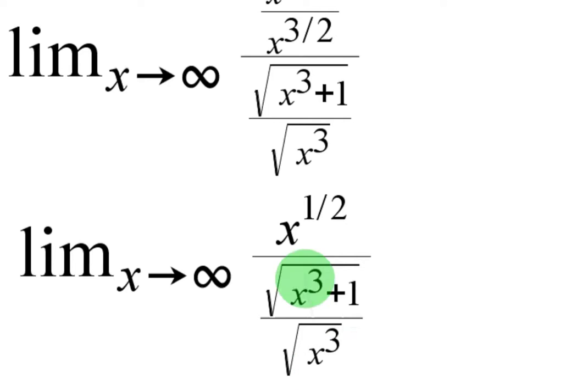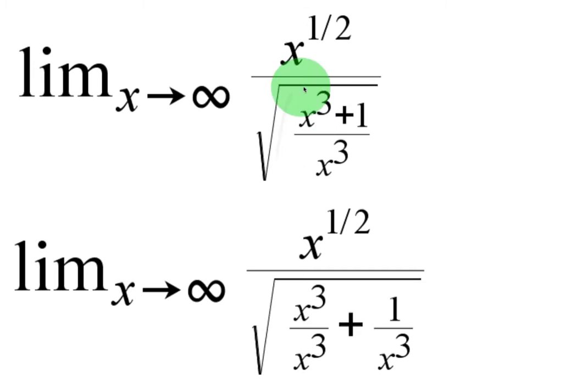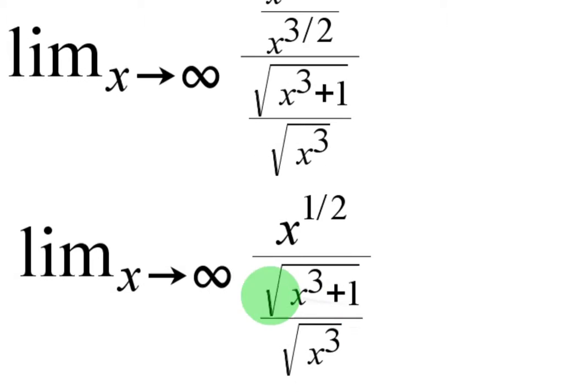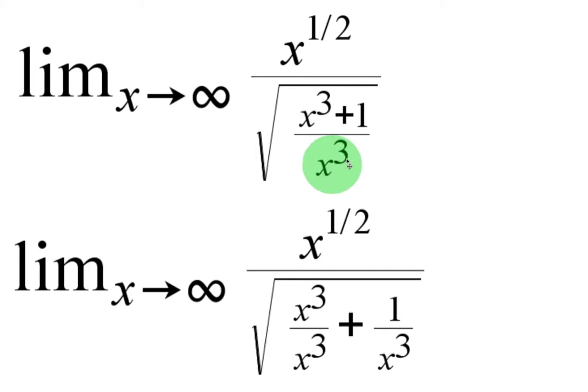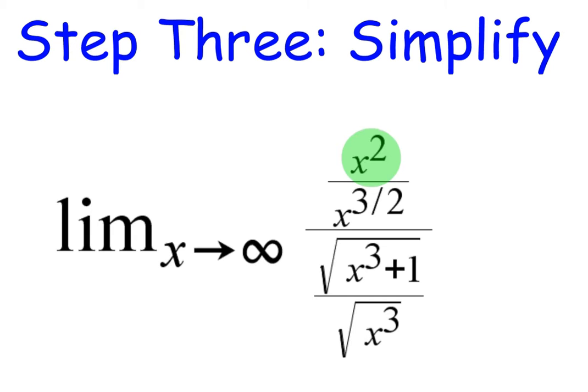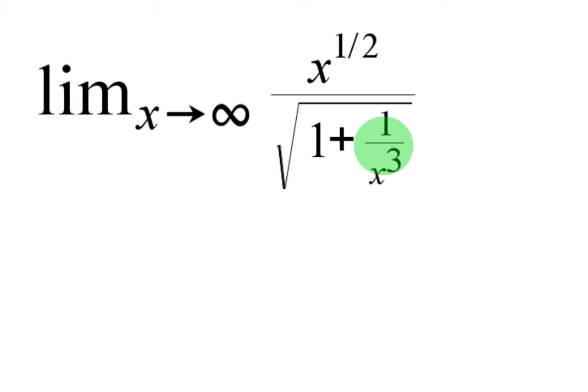I can now distribute this x cubed into both of those terms, which is what I'm going to do now. I'm actually just going to make it one big square root, right? Because it's a square root over a square root, so I can just make it one big square root. And then I can distribute the x cubed into both of these terms. So it's the square root of x cubed over x cubed plus 1 over x cubed. Now, x cubed over x cubed is 1, and then that just remains itself. So now we have this. So that completes step 3, which is just to simplify down to those individual terms after you've divided by the largest power.